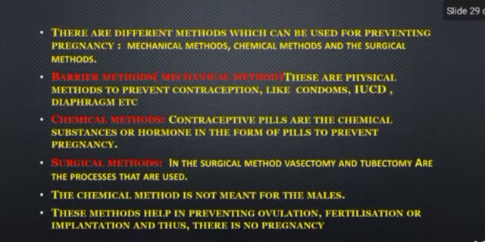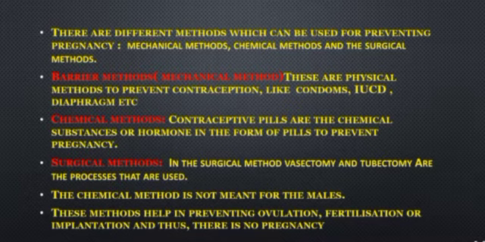So there are methods for preventing pregnancy. Here they demand only three kinds of methods to prevent pregnancy. So we have listed three. First one is the barrier method or mechanical method. In this method, it's a physical method to prevent pregnancy, and they can use condoms, the IUCD, intrauterine contraceptive devices, or diaphragms. By using any of these, they can prevent pregnancy.